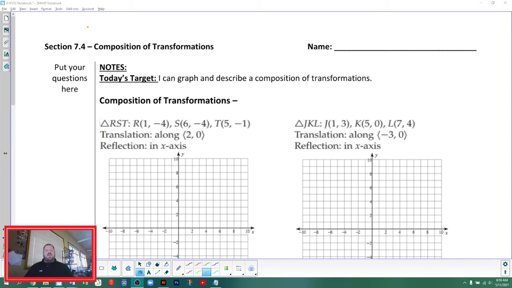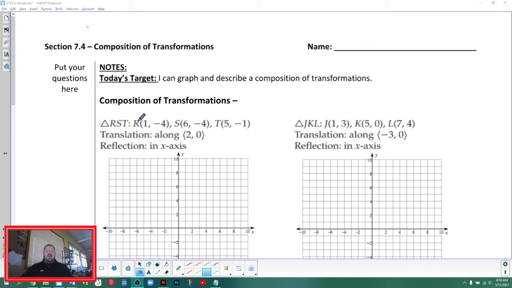Hello and welcome to the section 7.4 lecture today for Algebra 1 Part 2. Today we're looking at composition of transformations. And it says today that I can graph and describe a composition of transformations.